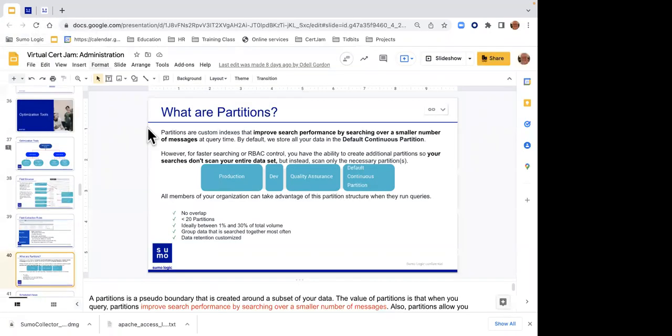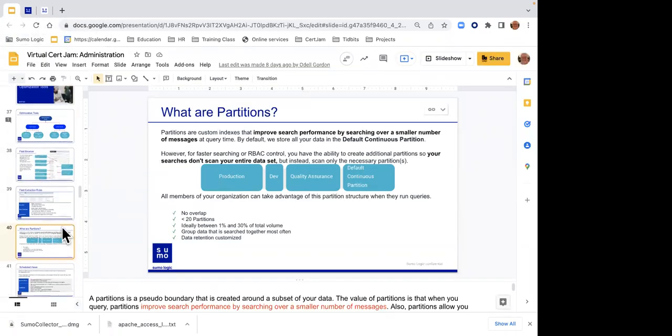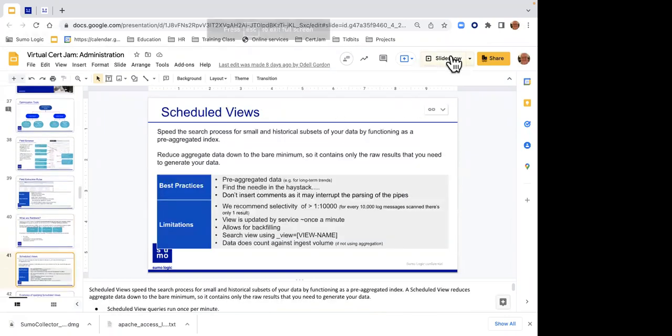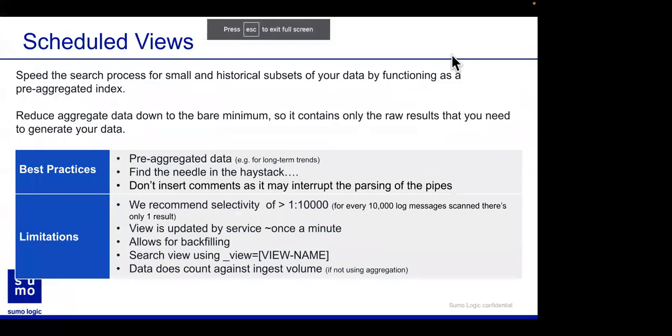So scheduled views is a way of improving performance. And let me again talk about this and show you the slide, because there's some great test questions here. So scheduled views for small and historic subset data that you want. It's automatically going to aggregate and run these things every minute. The views are updated once a minute by the system automatically. You can also do backfilling if you've got old stuff. Reference it by _view equals whatever the name of the view is.